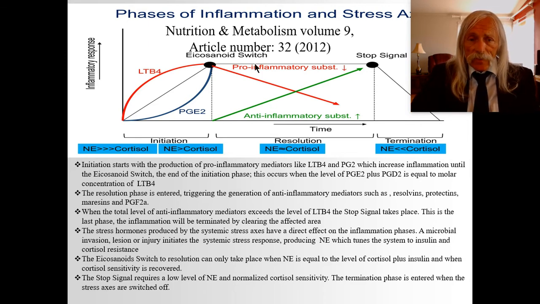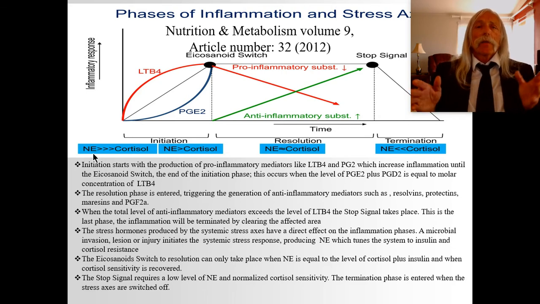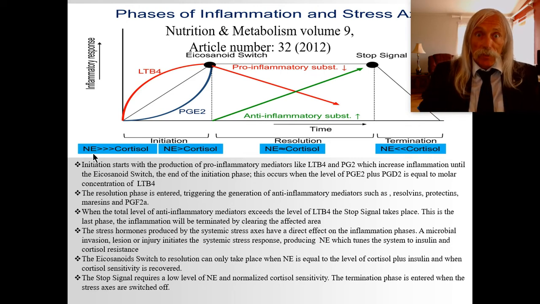The resolution phase is entered, and you can see what's happening is this pro-inflammatory system is changing and the anti-inflammatory system is going up. Pro-inflammatory system dropping during resolution. Okay, cortisol compared to norepinephrine, which is the initial stress hormone, right? It's a catecholamine. Norepinephrine is a stress hormone. Triggers this whole local inflammation response. At the same time, you're going through the HPA axis, the ACTH, ultimately down to the pituitary to make cortisol. Now you're regulating the levels of norepinephrine and cortisol. And remember, they're working through receptors, right?